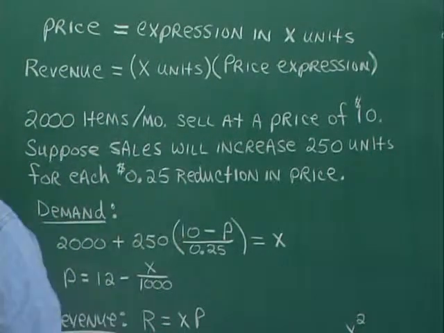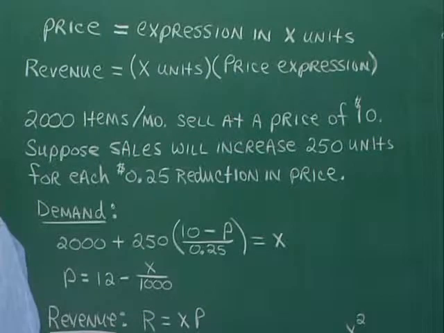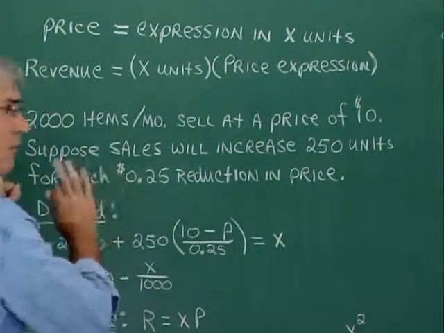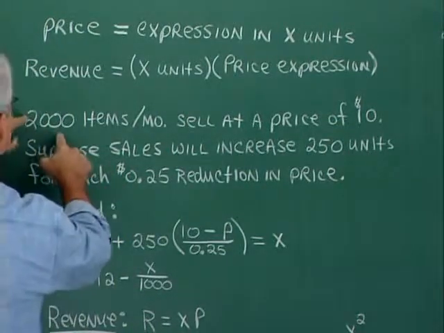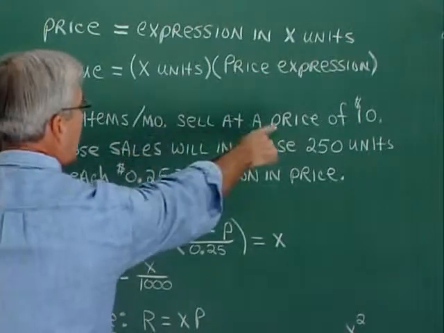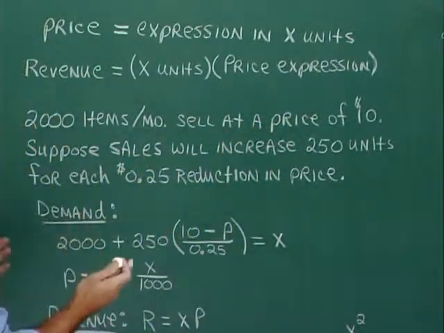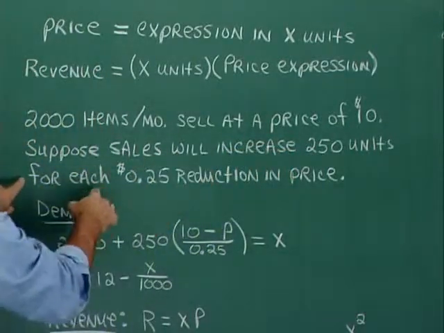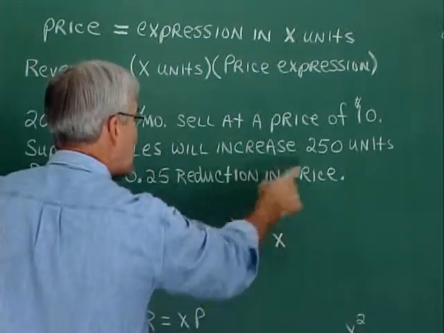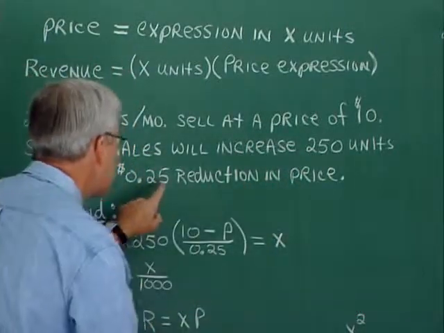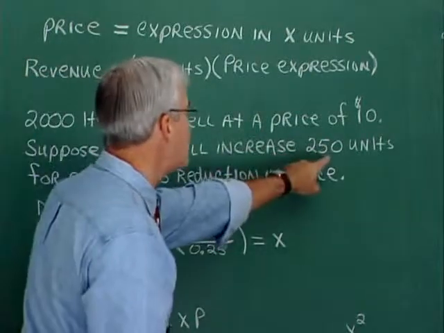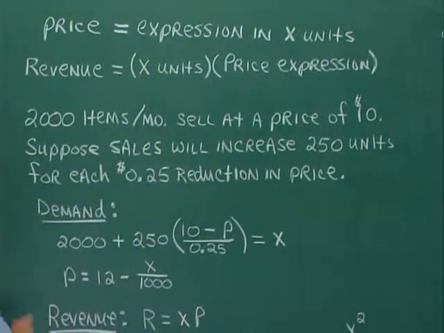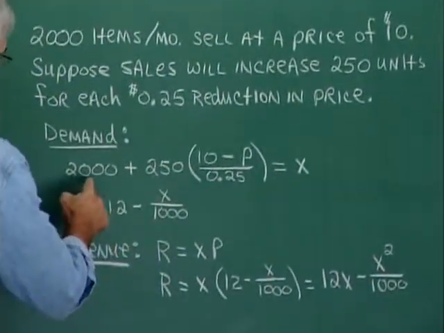Now, let's make a demand function here. This is not a trivial kind of thing, but just follow me through this. It'll take a little practice to where you can do this on your own. But suppose that 2,000 items per month sell at a price of $10. And suppose that it's projected that sales will increase 250 units for each 25-cent reduction in price. For every 25-cent reduction in price, we're going to increase sales 250 units per month. Now, how do we write that down? Well, here's what we do. Here's the demand relationship then.